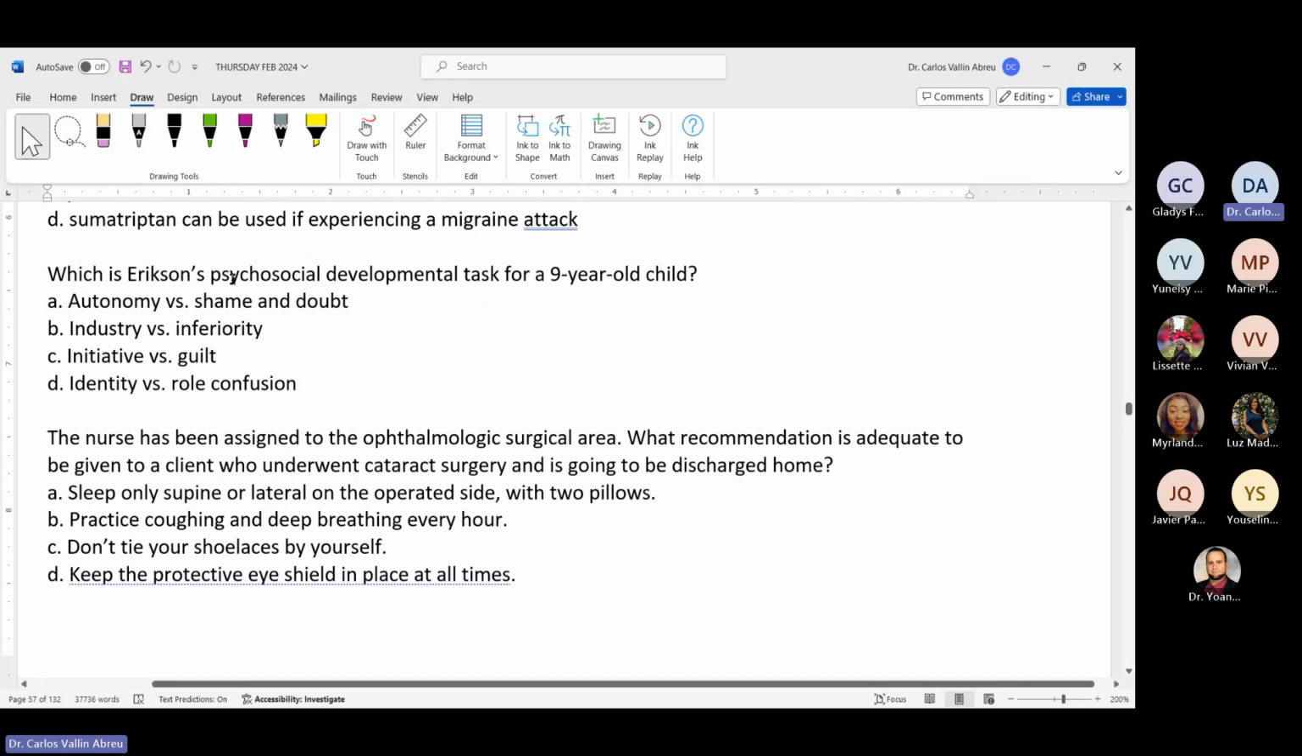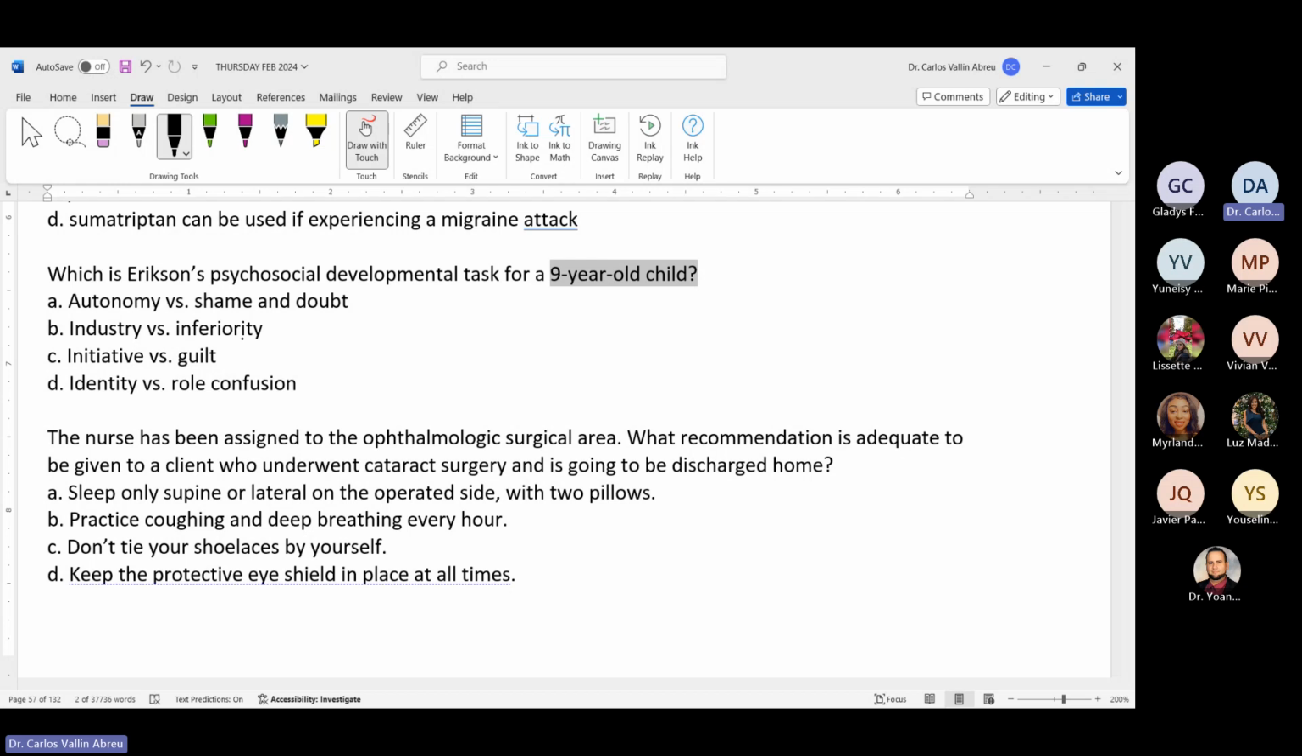Which Erikson psychosocial developmental task is for a 9-year-old child? This is school age, and school age is industry versus inferiority. So it is a very straightforward question.